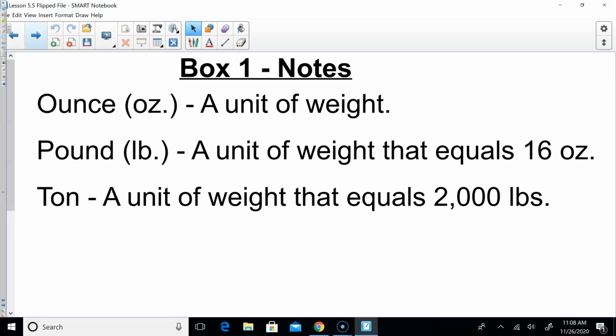Some of our vocabulary words in this customary unit of weight or mass is ounces, OZ. It's a unit of weight. A pound, you might have heard that we measure things in pounds. Its abbreviation is LB. It's a unit of weight that equals 16 ounces, so 1 pound equals 16 ounces. And a ton is a unit of weight that equals 2,000 pounds. It doesn't really have an abbreviation. It's such a short word. So write down these notes in your notebook, along with the relationships of ounces to pounds and then pounds to tons, to help us as we move forward through this lesson.